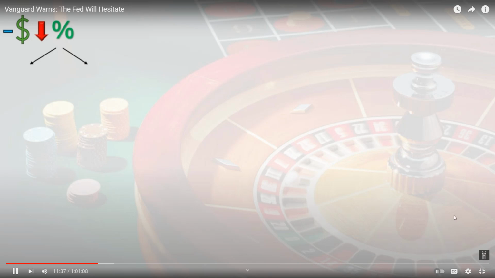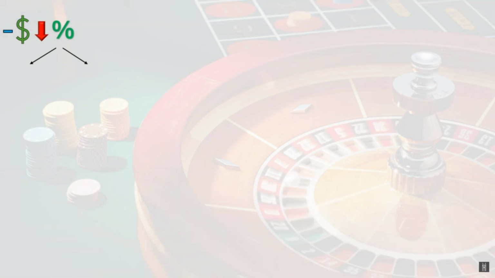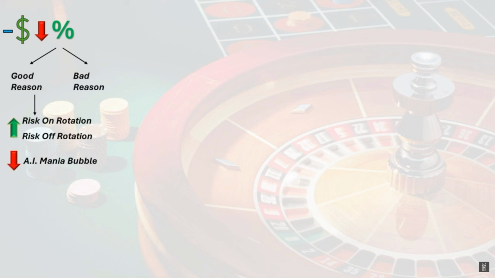The rotation is all about... This week, we got a flattish dollar. It didn't really move one way or the other in a significant way, but we've seen a drop in bond yields. Now, when that happens, we have to ask a good question, which is, was the drop in bond yields for good reasons or bad reasons?